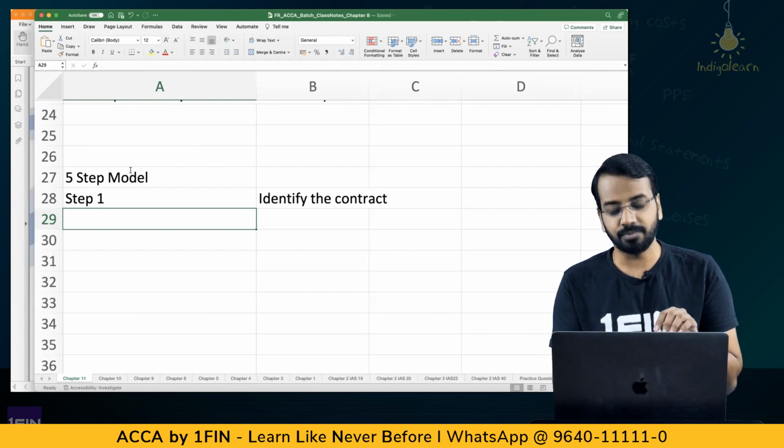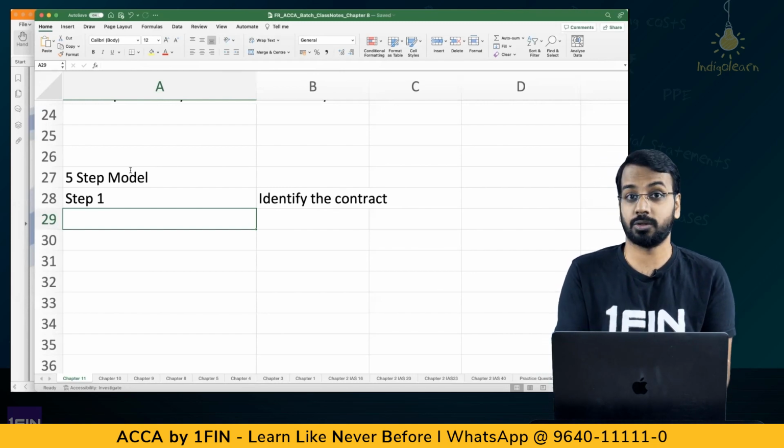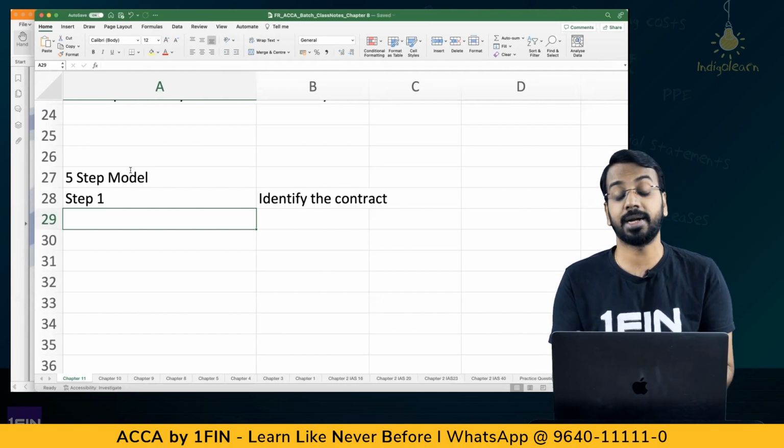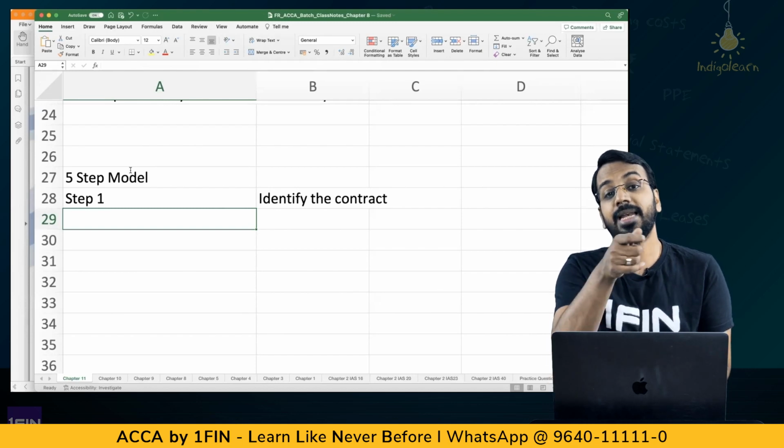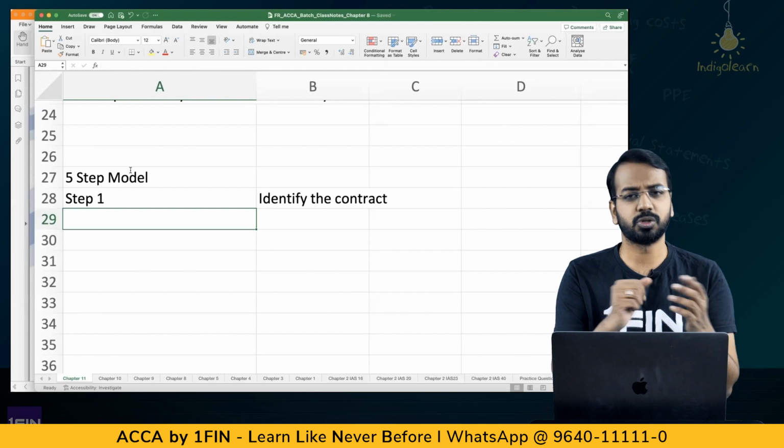Now, a contract can be written. You actually physically enter into a contract. It can be oral also. What can be an oral contract? You go to a shop, you say, I like this particular item. You pay the amount, you take the delivery. So that is also a contract.